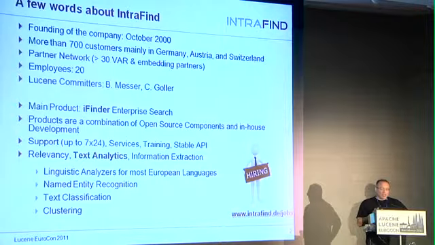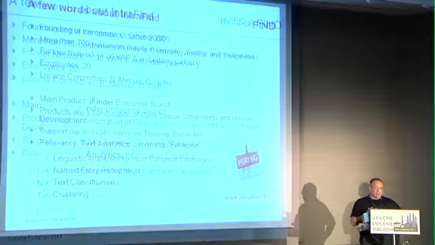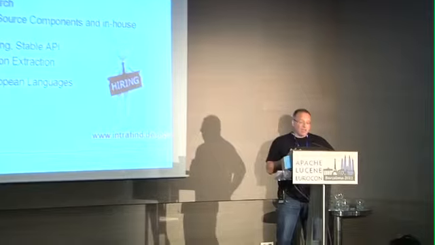What we add to Lucene and to Solr is mainly text analytics and information extraction components, like morphological analyzers for most European languages, and named entity recognition for German and English currently. We have a separate product for text classification. It's automatic text classification based on a statistical approach, like using support vector machines, for example. And we have our own clustering component. Today, in these 10 minutes, I want to show you the morphological analyzers and our named entity extraction component.